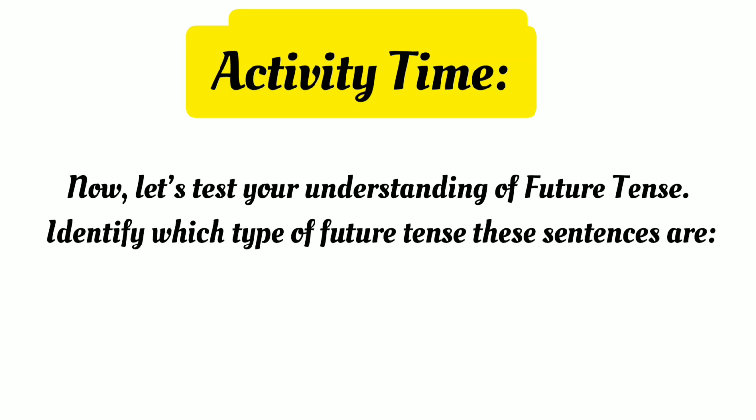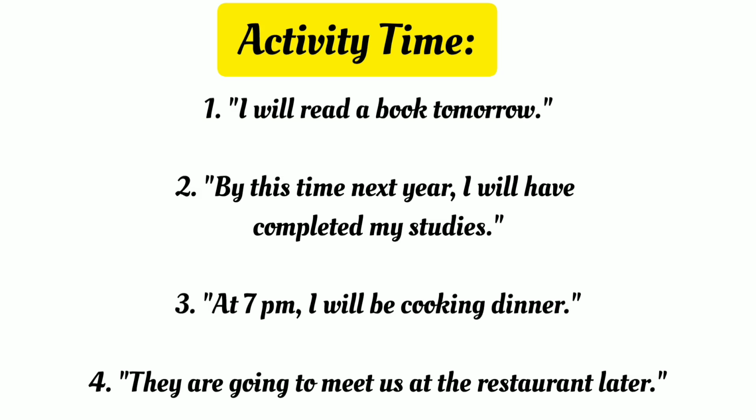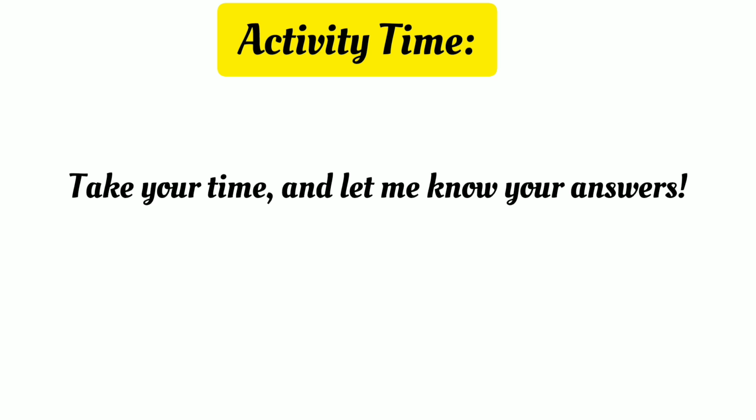Now, let's test your understanding of future tense. Identify which type of future tense these sentences are: 1. I will read a book tomorrow. 2. By this time next year, I will have completed my studies. 3. At p.m., I will be cooking dinner. 4. They are going to meet us at the restaurant later. Take your time and let me know your answers.